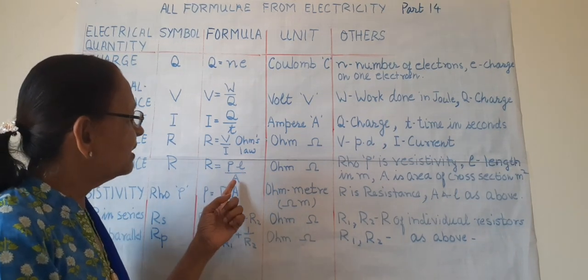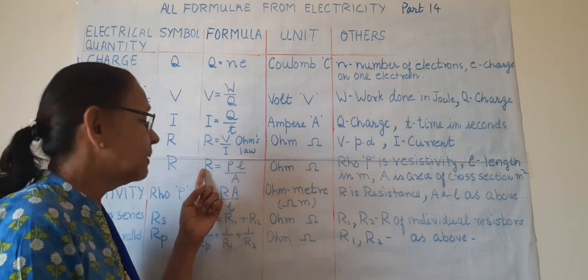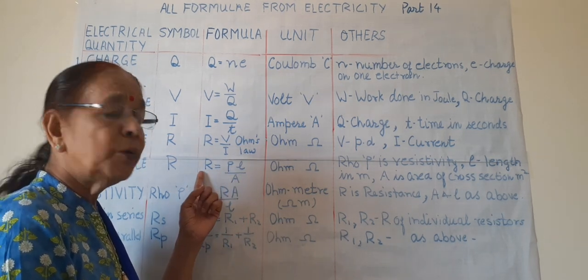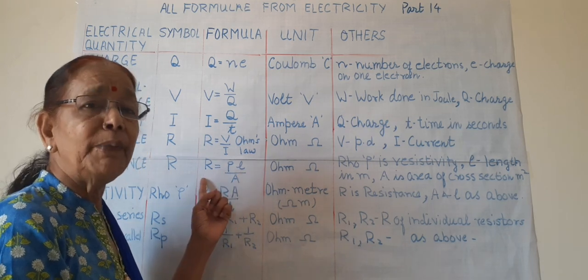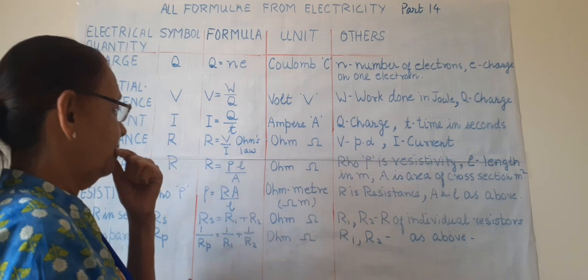Here A is inversely proportional. If A is more, then resistance will be less. If A is less, resistance will be more. If length is more, R will be more, as it is directly proportional to length and inversely proportional to area.